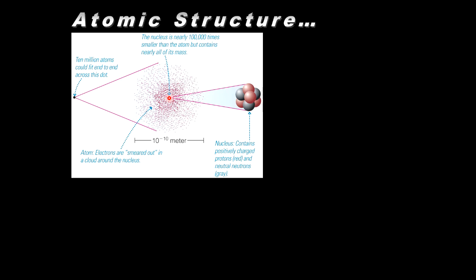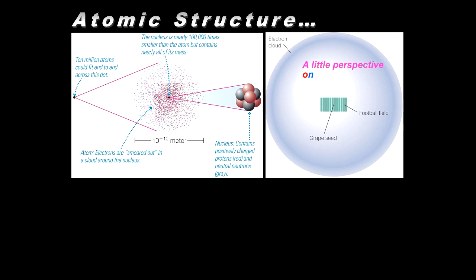The nucleus itself is 100,000 times smaller than the whole atom, which is only 10 to the negative 10 meters, a tenth of a nanometer. The nucleus is very, very small, but contains almost all the mass. A proton is 1,836 times the mass of an electron, and the nucleus contains protons and neutrons.